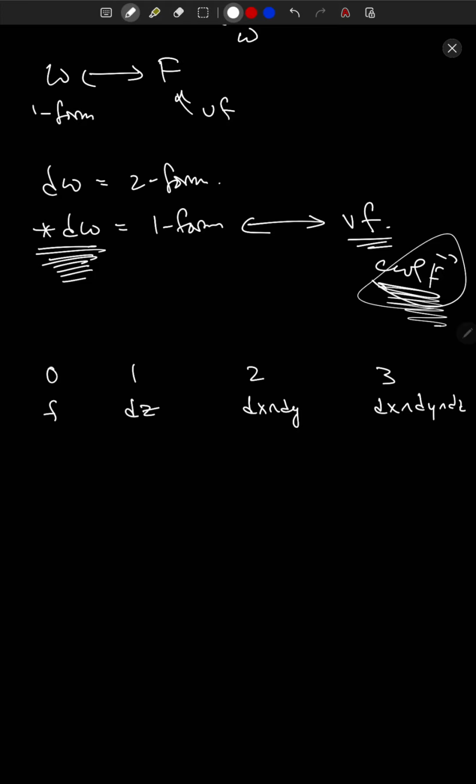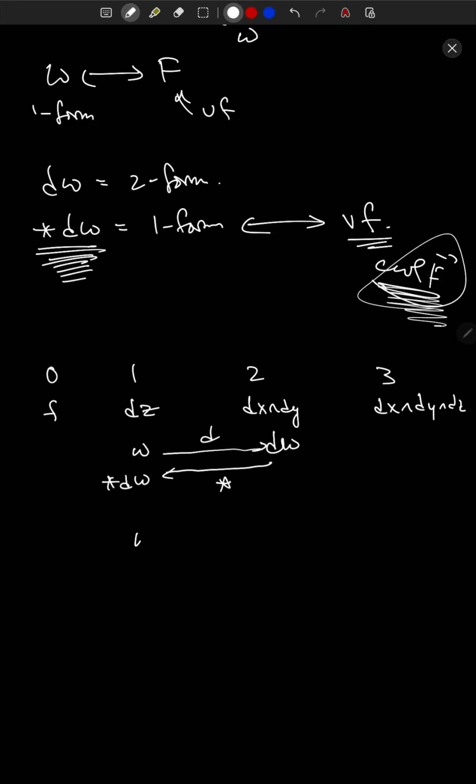Let me write that again. If I have omega here, a vector field, I move it to here via d, and then I can move it back using star. So star d omega. It's just like a composition of functions.